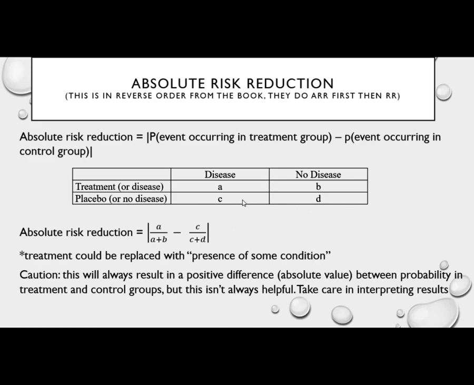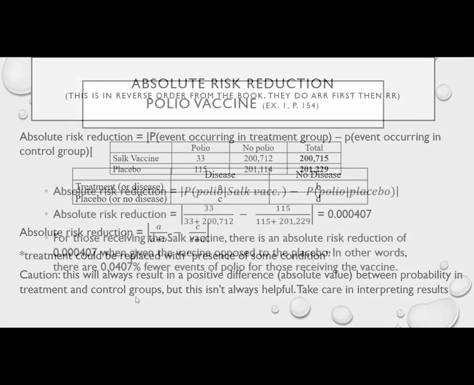All right, so here's our sample space again. Absolute risk reduction is the probability of the event occurring in the treatment group minus the probability of the event occurring in the control group. So that's A over A plus B minus C over C plus D, absolute value. This will always result in a positive difference between probabilities in treatment and control groups, and it's not always helpful. So we have to take care in interpreting the result.